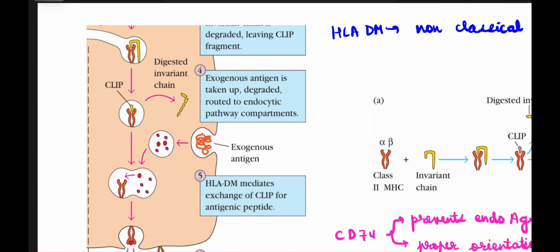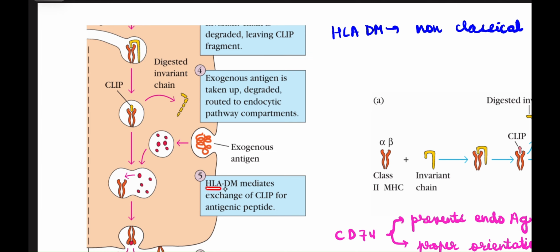After this, as I already told you, this will be packaged into the Golgi and later on it has to travel into the endosome. In the endosome, because the pH is low, the invariant chain will be degraded and only a part of it will be left, that is CLIP. Now there is this exogenous antigen. This exogenous antigen also in the endosome will be fragmented into smaller peptides because the endosomes have very low pH. One of its peptides now has to attach to the cleft of MHC class 2. Now this will be mediated by HLA-DM.